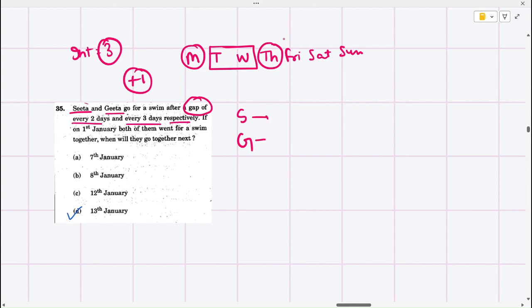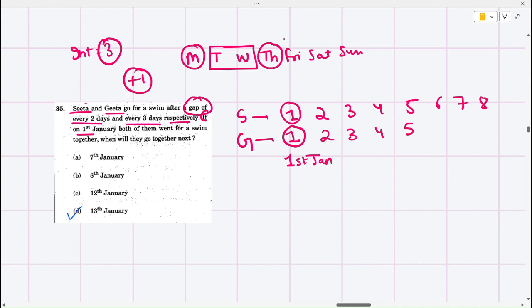So in this case, it says that if on 1st January both of them went for a swim together, then basically, suppose this is 1st January, and both of them went for a swim on this particular day. Then we have 2nd Jan, 3rd Jan, 4th, 5th, 6th, 7th, 8th. We can just write this much for now, just for the basic understanding. So they are asking when will they go together next? Okay, so first they went together.